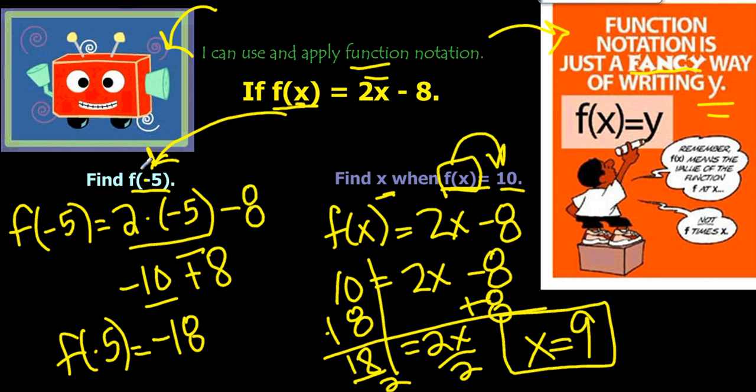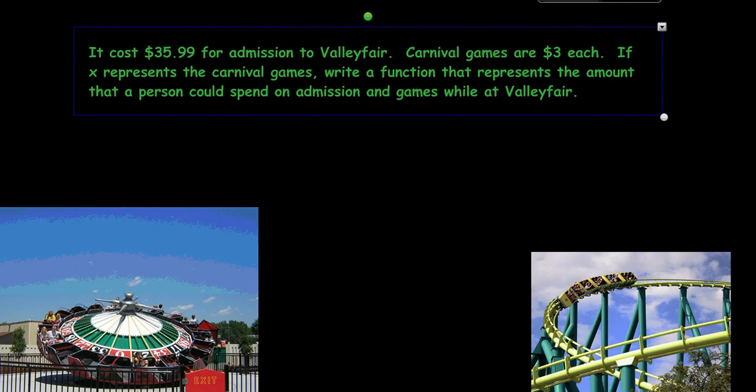So solving a function two different ways. One, I'm trying to solve for f of x, and one, I'm trying to solve for x. So just recognizing that notation. Now let's look at it in the real world where functions exist. It might be in a problem like this.